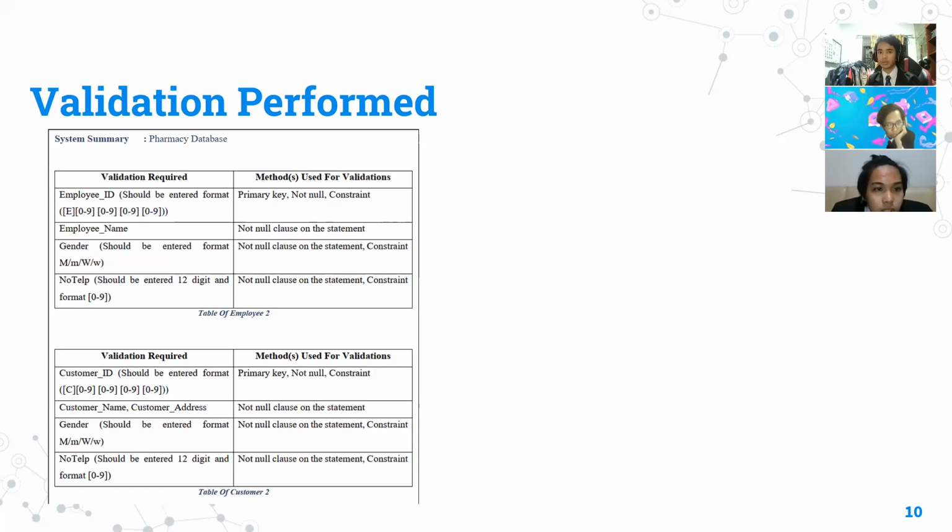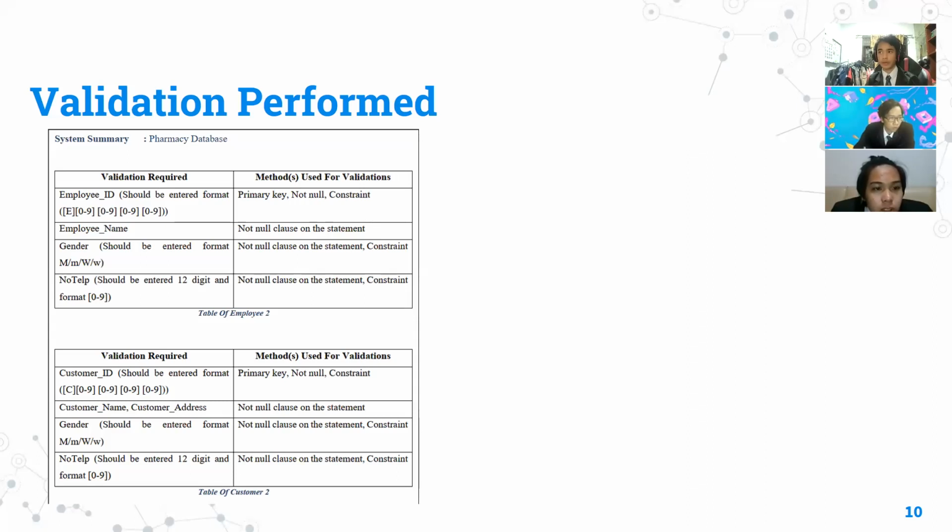Validation required: gender should be entered. Format is man and man, woman and woman. Method of validation is not null clause on the statement constraint. Validation required: number telephone should be entered, 12 digit and format is 0 until 9. The method used for validation is not null clause on the statement constraint.